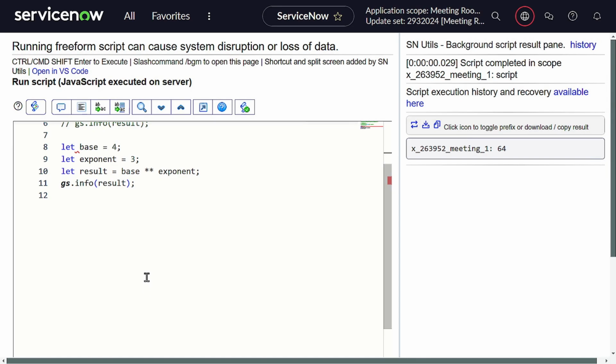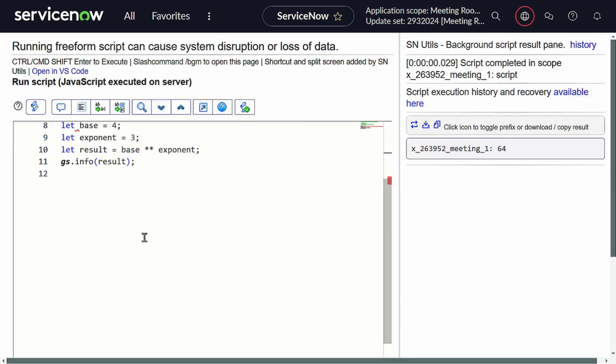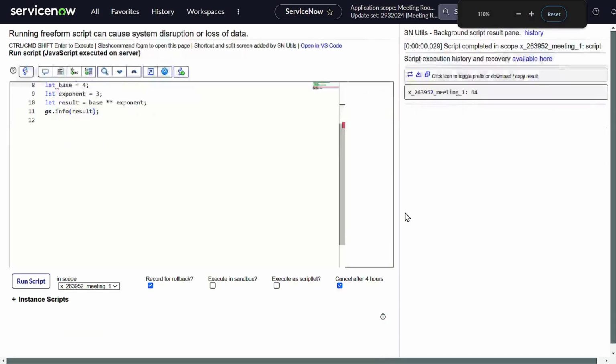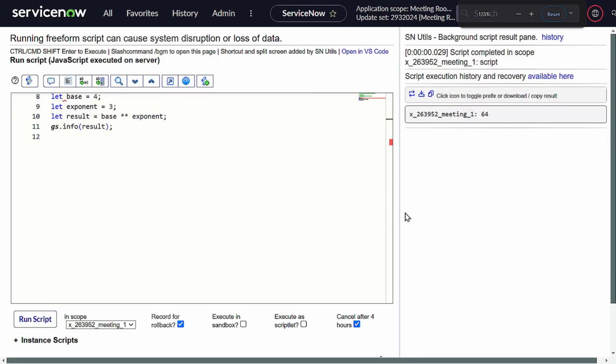Perfect. Now let's look into a different example. Let's dive into a practical example to understand this better. We'll calculate compound interest, which involves exponentiation. Let's consider you have invested $1,000 at an annual interest rate of 5% compounded yearly. How much will you have after 3 years? That's what we have to calculate.